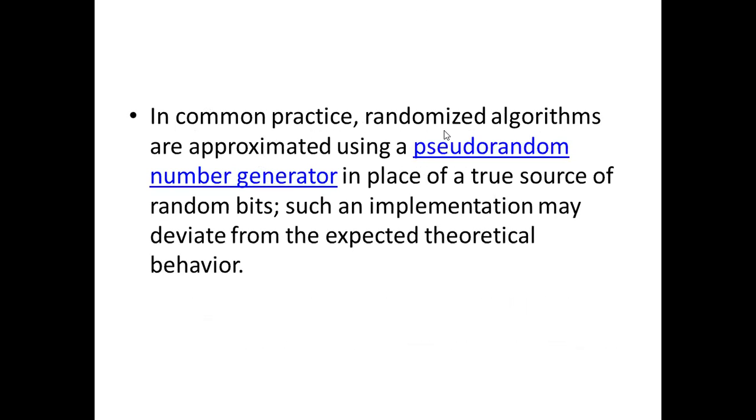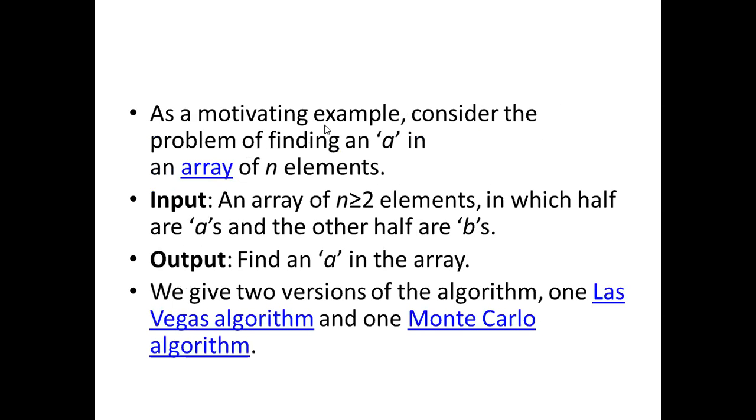In common practice, randomized algorithms are approximated using a pseudo-random number generator in place of a true source of random bits. Such an implementation may deviate from the expected theoretical behavior. As a motivating example, consider the problem of finding an A in an array of n elements.